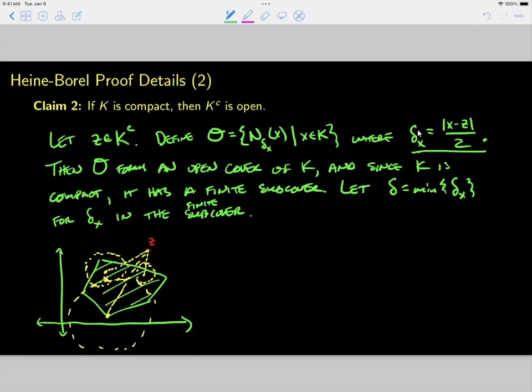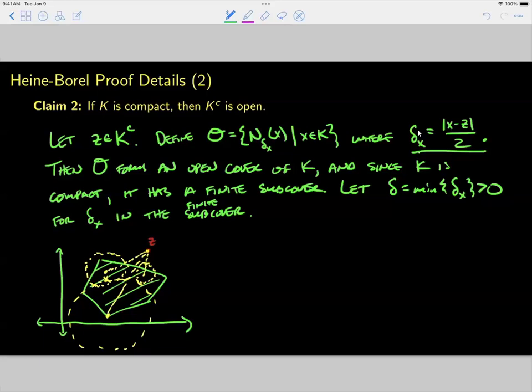If you take the minimum of a finite set of things, all of which are greater than 0, that minimum will also be greater than 0. That only works if you're taking the minimum over a finite set. A finite set of positive things will have a positive minimum, but an infinite set of positive things could have a 0 minimum. Or, well, it may not have a minimum at all. It may have an infimum that's 0. So we have to be careful here. The finiteness of the subcover is important.